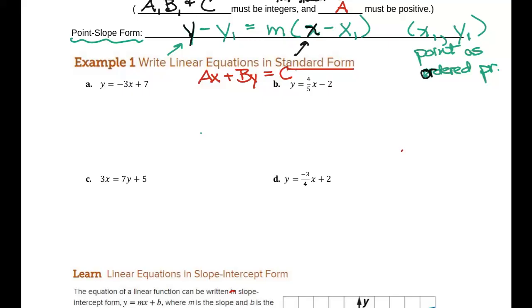Standard, your ABCs. So as I look at this, I have a y already on the left side. I need to move that x to be over on the left. How do I move that term, negative 3x? I add it to both sides. Now, can I combine y and 3x? No.